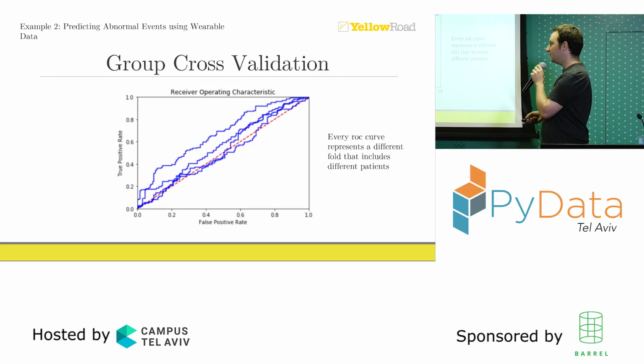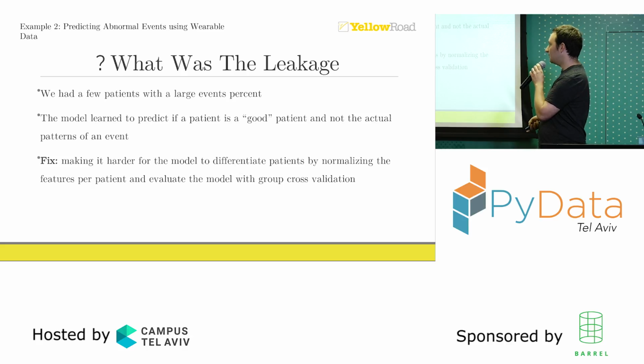Here we can see every ROC is the ROC of one fold in a four-fold group cross-validation, containing different patients every time. We can see that 3 out of the 4 folds are almost completely random, and only one fold performs well. So we have here a group leakage. So what was the leakage?